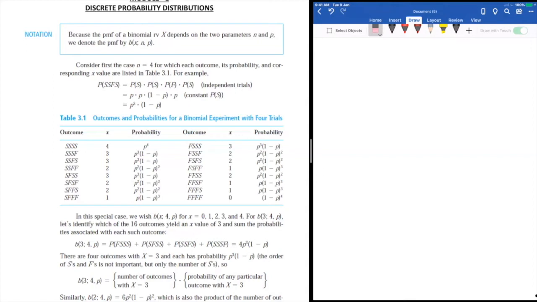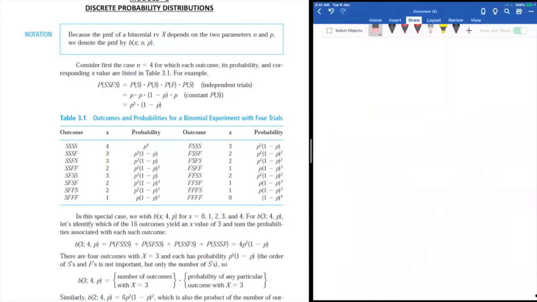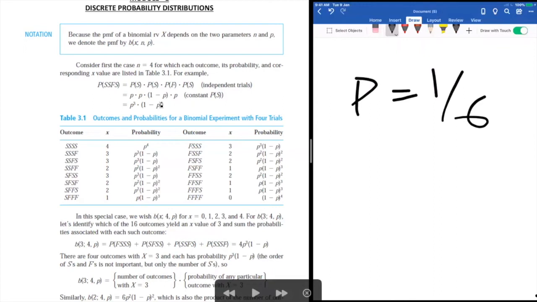So for a different type of experiment, the probability of success may change. For example, throwing a die. Suppose I define getting a one as the success. Throwing a die, getting one is the success. So the probability of success p is equal to 1 by 6. So p is equal to 1 by 6, whereas for tossing a coin, the probability of success is equal to 1 by 2.